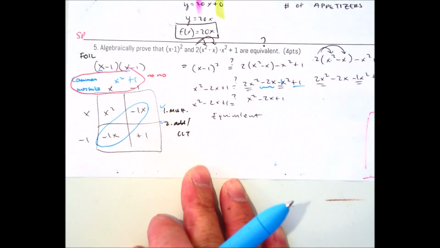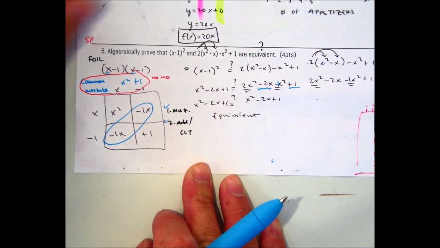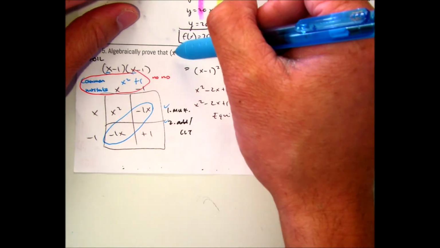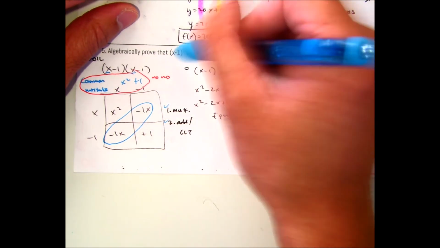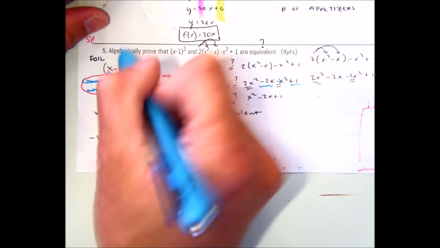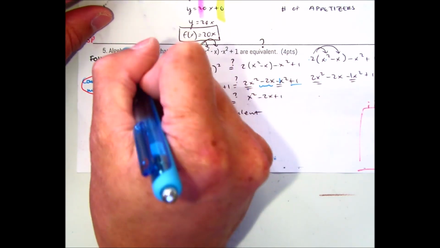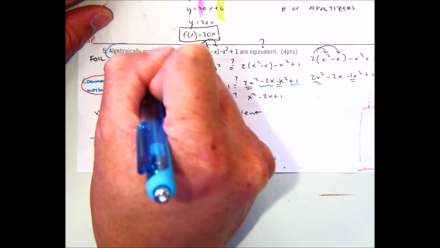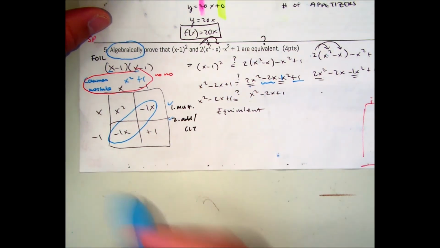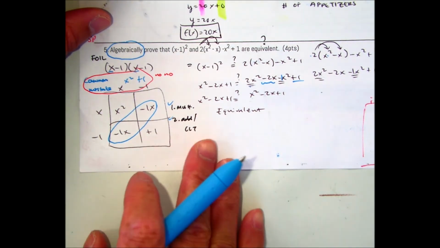I had one student show me another way of showing they're equivalent. The student actually picked a number, such as 1, and put in 1 for both sides, and does it equal the same number? Yeah, I gave you credit, but for the test tomorrow, I want you to show it to me algebraically. I'd rather see you distribute, multiply, and simplify. Okay?